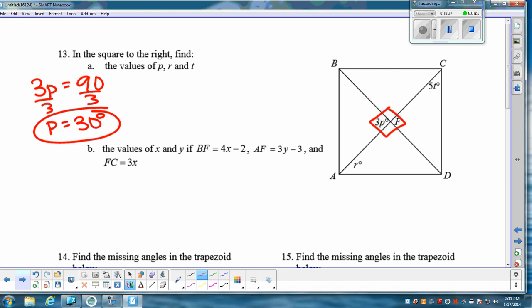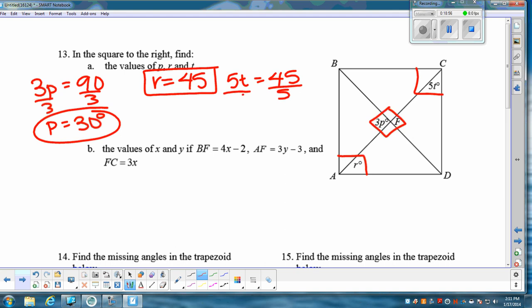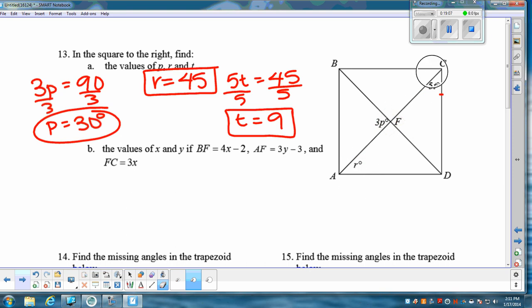We also know that our corners are 90 degrees, and since a square is a rhombus, our opposite angles get bisected, which makes both r equal to 45 and 5t equal to 45. So there's r. To get t, divide by 5, so t is 9. Then we need to look at part B.